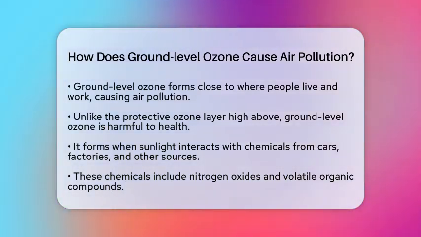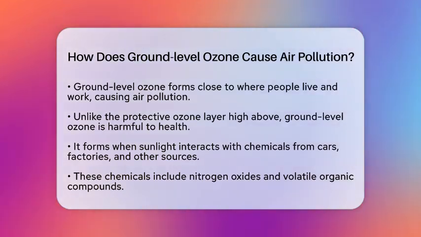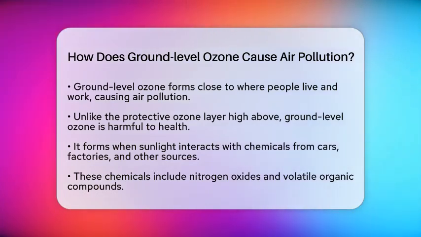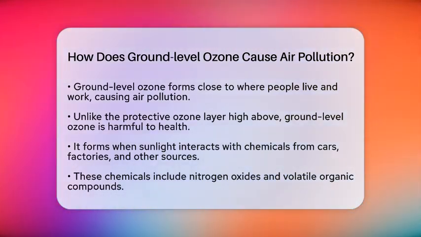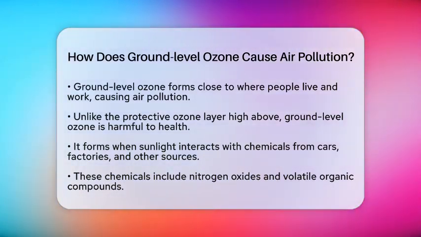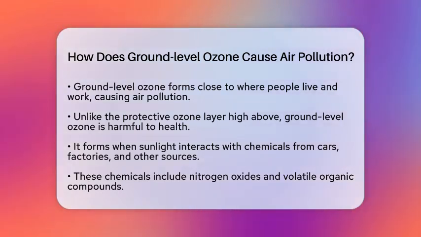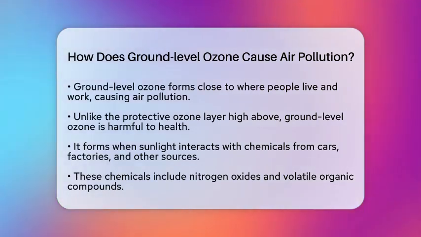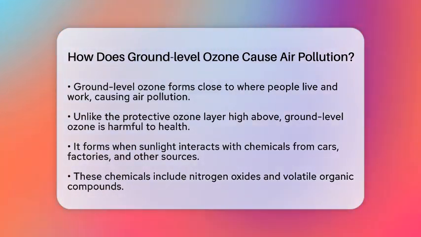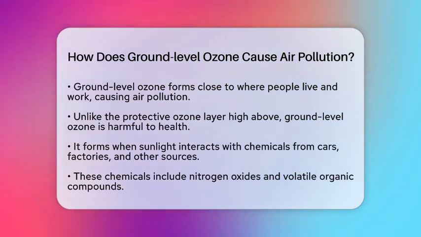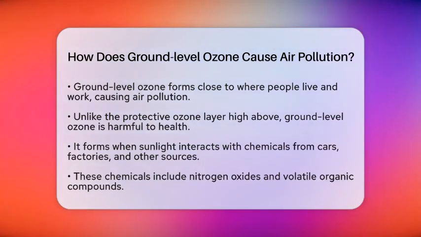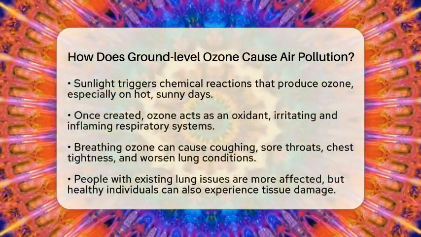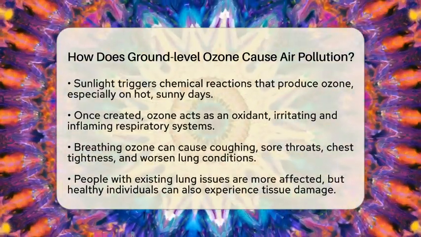And unlike the ozone layer high above us that protects us from the sun's harmful rays, ground-level ozone is a harmful air contaminant. It forms when sunlight interacts with certain chemicals released from cars, factories, and other sources. These chemicals are nitrogen oxides and volatile organic compounds. When sunlight hits these pollutants, it triggers a series of chemical reactions that produce ozone right at ground level. This process is most active during hot, sunny days when the sun's energy is strongest.